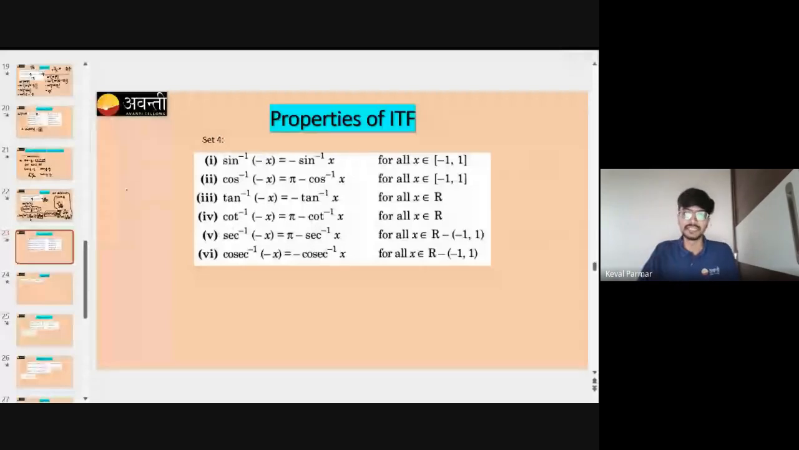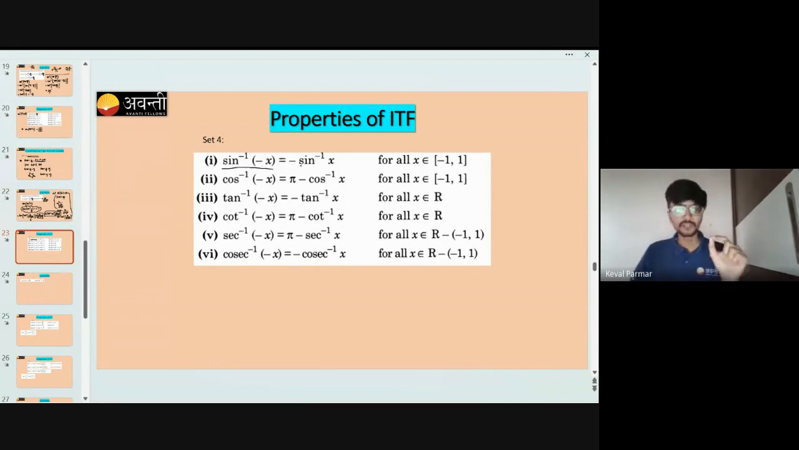Set 4 properties are very interesting and very easy to understand. Basically, if you know the trigonometric properties, like sine of minus theta is minus sine theta, cos of minus theta is plus cos theta, you can relate these properties to the trigonometric ones. So let us start with set 4. Suppose I want sine inverse of minus x. The minus comes outside and it becomes minus sine inverse of x.